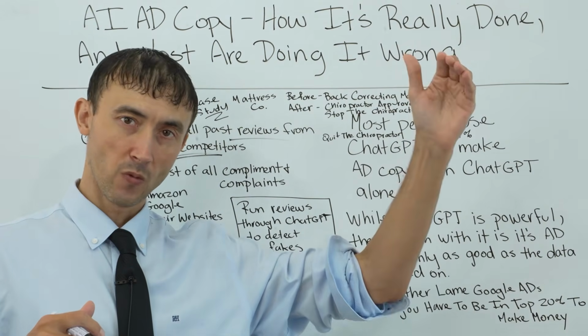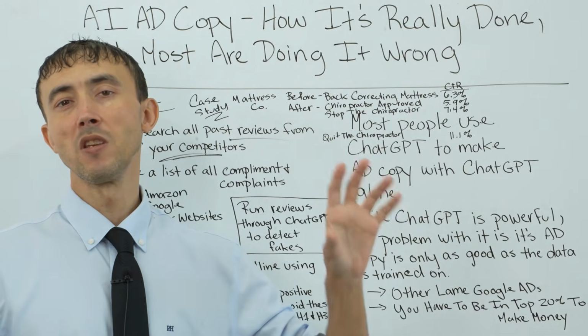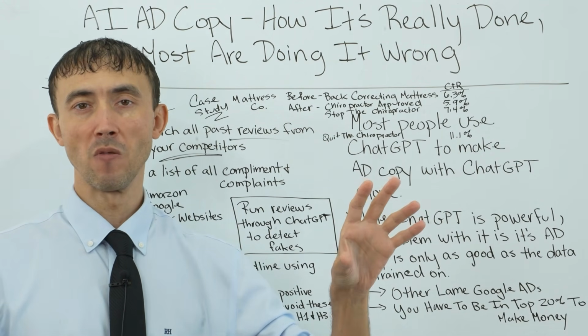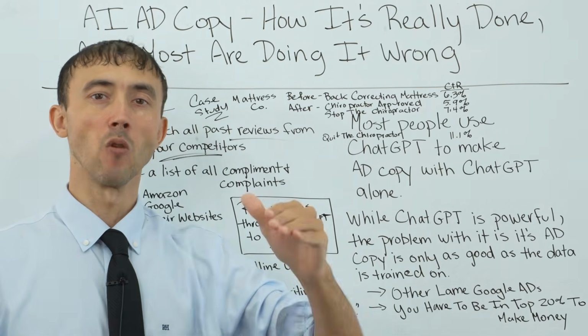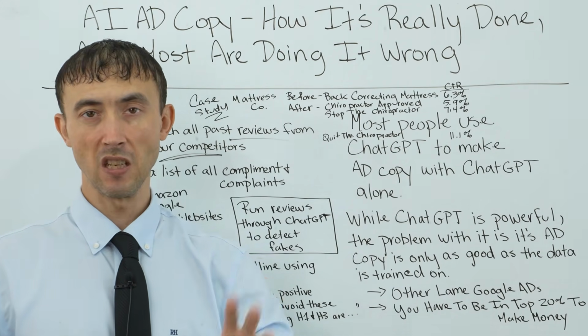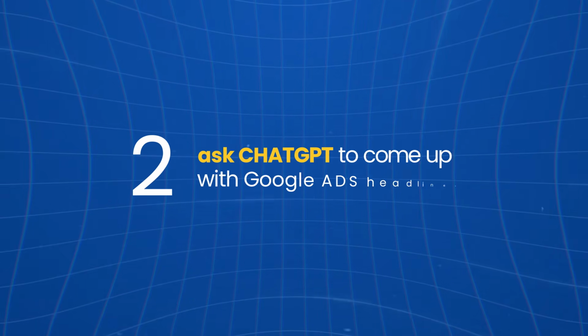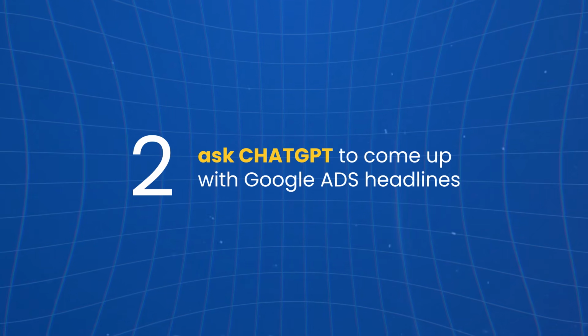Oh, these 25 are fake. These ones are not. So that when you do this study, you actually have real data, not people that are juicing the reviews. So when you have that and you have your list of things people like and don't like, now you can go to ChatGPT with something useful and get something useful out of it. With that information, you're going to ask ChatGPT to come up with Google Ads headlines using these angles.